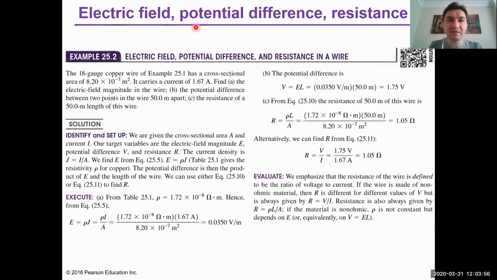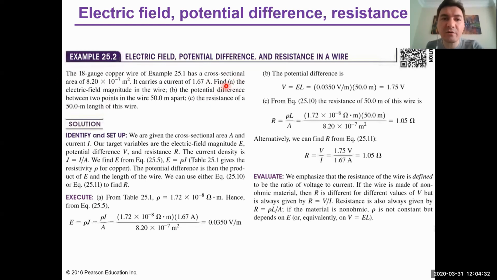Now we will see electric field, potential difference and resistance. So here we have again an 18 gauge copper wire. This is the class of the copper wires. It has a cross-sectional area of 8.2 times 10 to the minus 7 meters squared. We have already calculated it in an example in the previous lecture. It carries a current of 1.67 amp. Current is given, area is given.